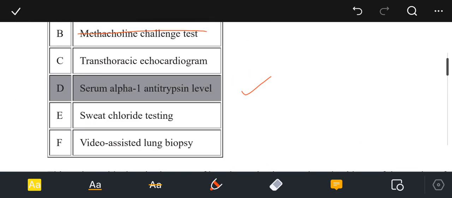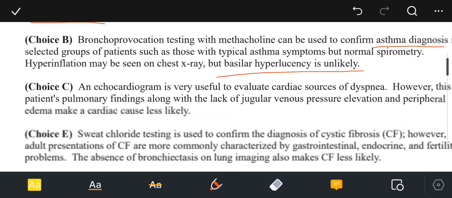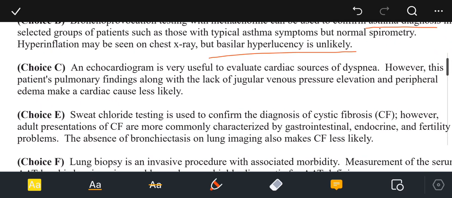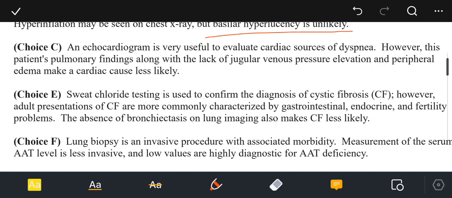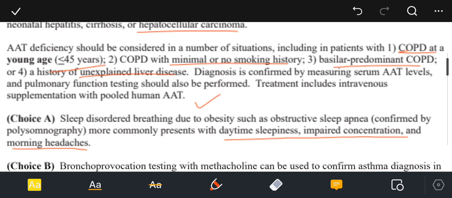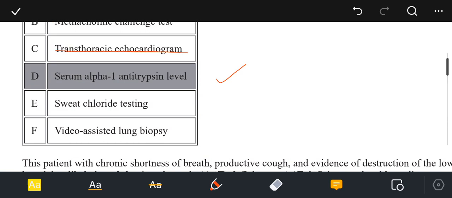Option C, that is transthoracic echocardiogram. This is not the option of choice because an echocardiogram is very useful to evaluate the cardiac sources of dyspnea. However, this patient's pulmonary findings along with the lack of jugular venous pressure elevation and peripheral edema make a cardiac cause less likely. The choice E, that is sweat chloride testing.